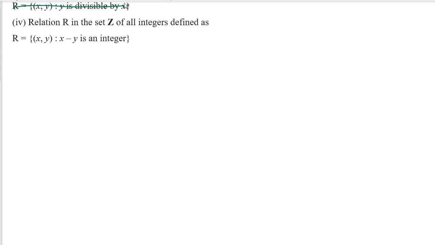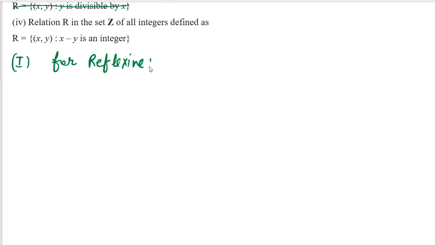I think the fourth one. Relation R in the set Z of all integers defined as R = {(x, y): x minus y is an integer}. Okay, children, let me tell you how to do this question. What is the first part? For the reflexive. For reflexive.